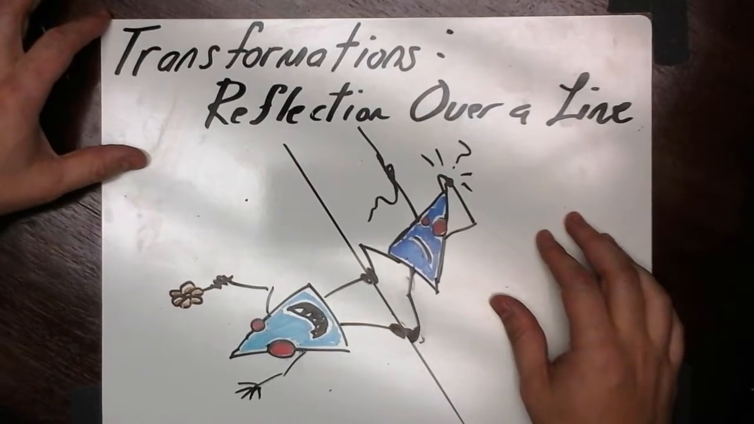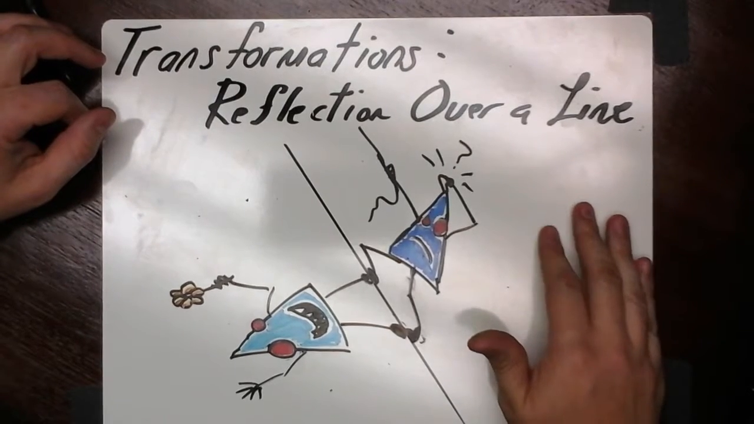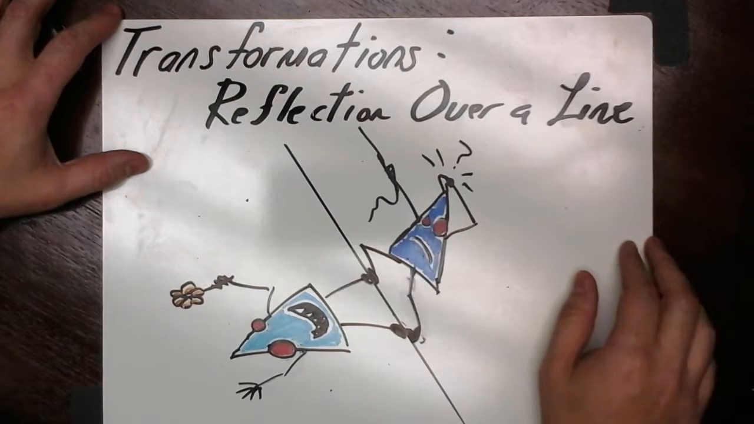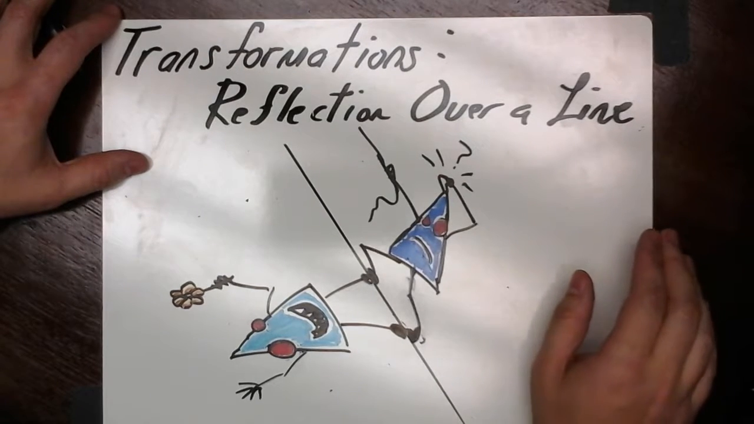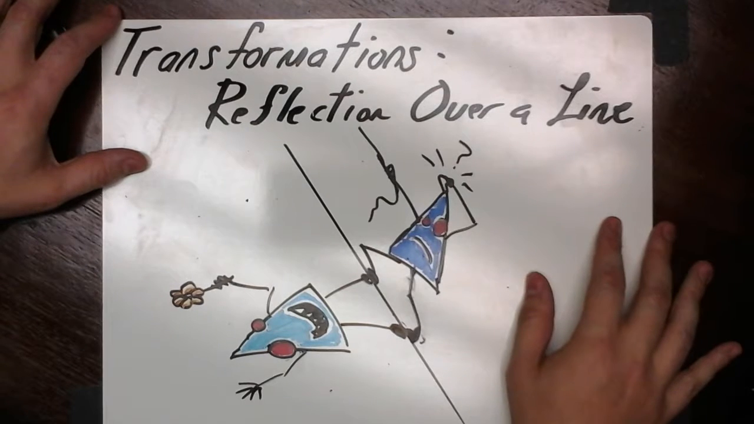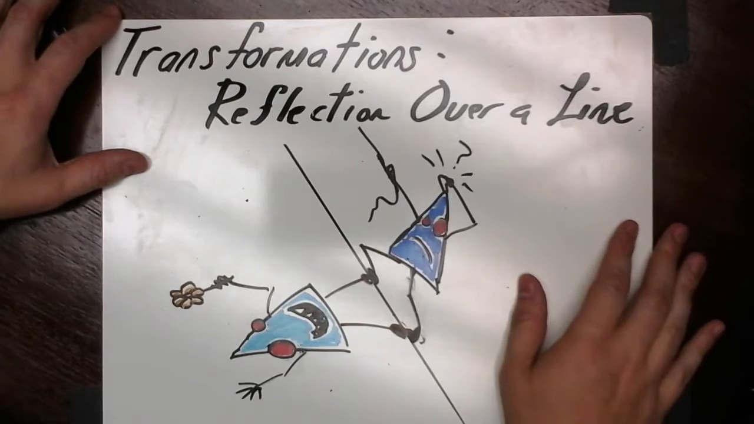And in this video, we're going to talk about transformations reflecting over a line. Okay, so first we're going to talk about what reflection is. Then we're going to look at a couple of methods for reflecting over a line. If you know how to reflect over an axis, this is a similar idea, but a little bit more difficult. Okay, let's get started.